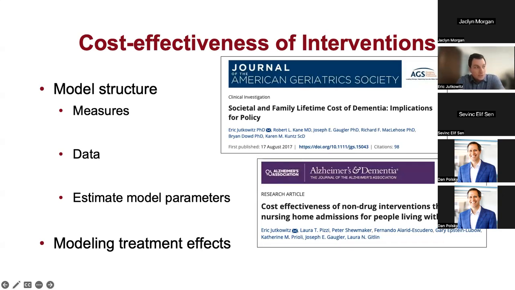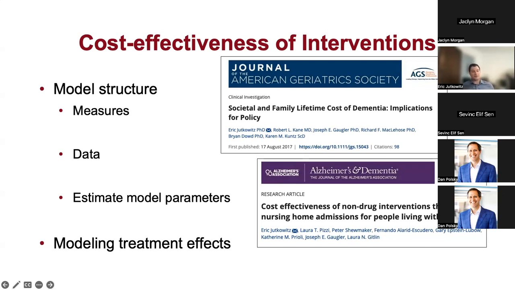We first published findings from the model in JAGS in, I guess it was 2017 now, where we used the model to report on the lifetime cost of dementia. And we disaggregated the lifetime cost in terms of who is responsible for that care. Again, finding consistent with all the other studies out there that families really bear the financial burden of the disease.